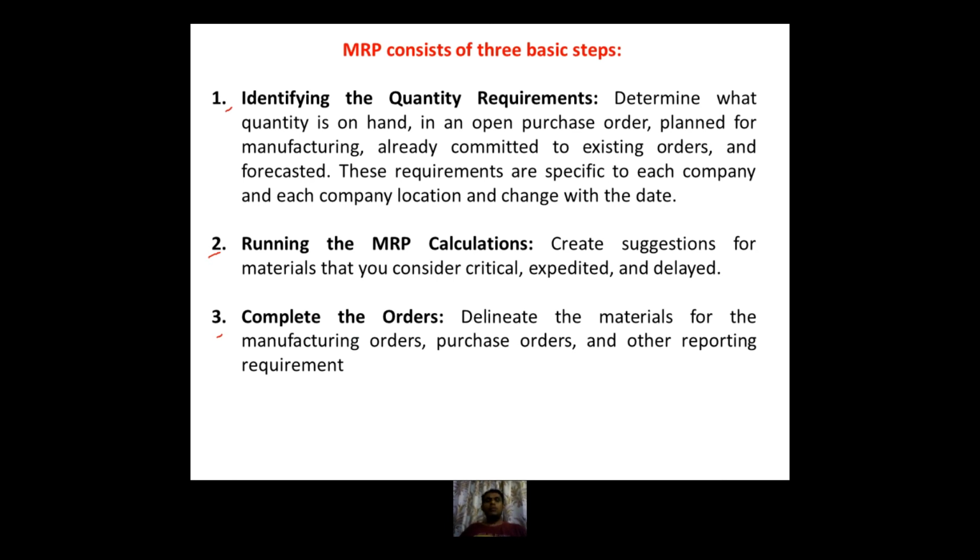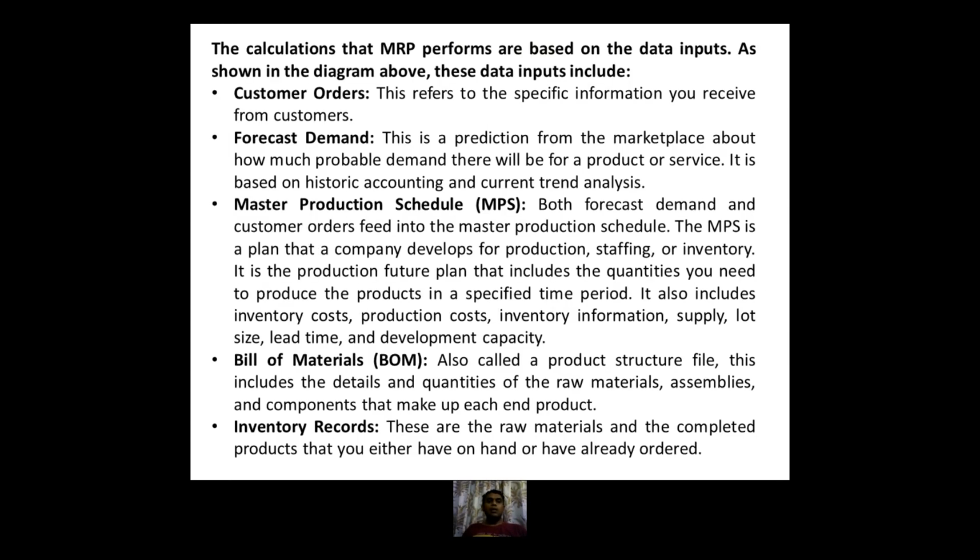Now, we'll discuss about the inputs and outputs of this MRP system. The calculation of MRP performance are based on the data inputs, as shown in the diagram. We have discussed about what are the possible inputs given to the MRP. So on that basis, we'll discuss these inputs one by one. First, it is customer orders, which refers to the specific information you receive from the customer end. Second, forecast demand. This is a prediction from marketplace about how much probable demand there will be for a product or service. It is based on historic accounting and current trend analysis.